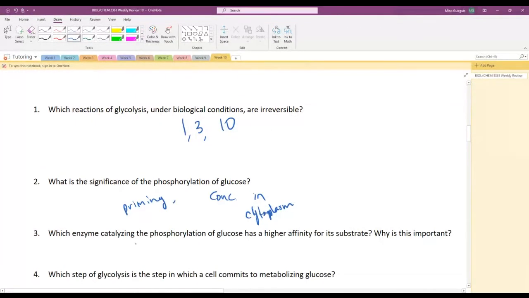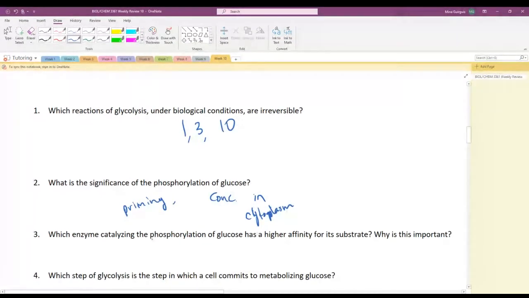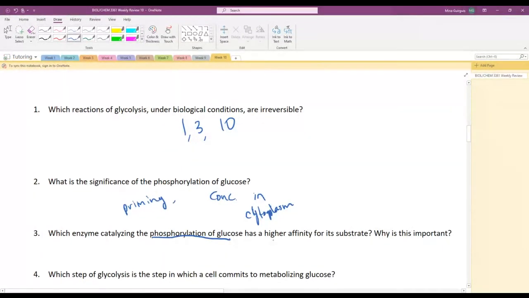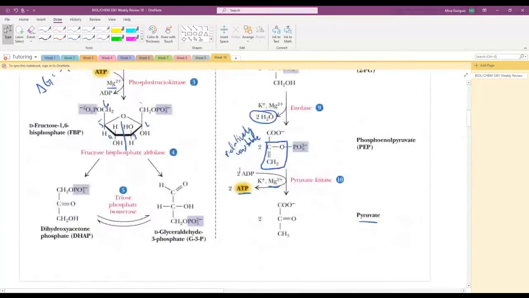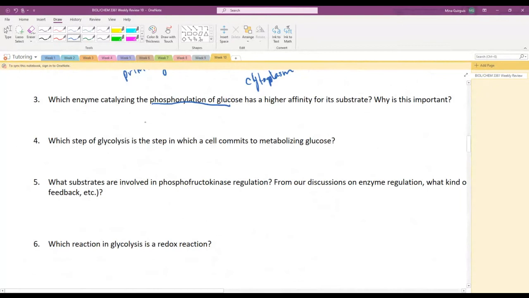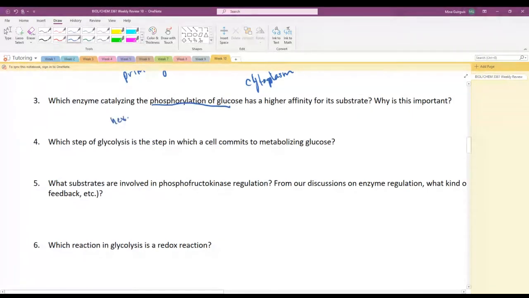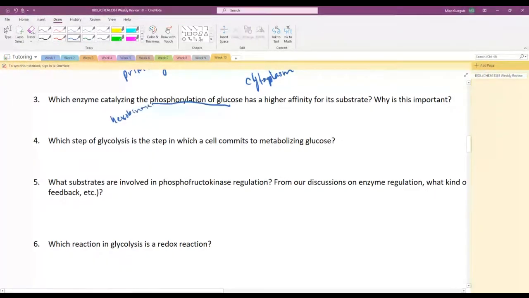All right. So which enzyme catalyzing the phosphorylation of glucose has a higher affinity for its substrate? A lot of words there. Basically, hexokinase and glucokinase, right? So the enzyme catalyzing reaction 1 is either hexokinase or, in the liver, it's glucokinase.